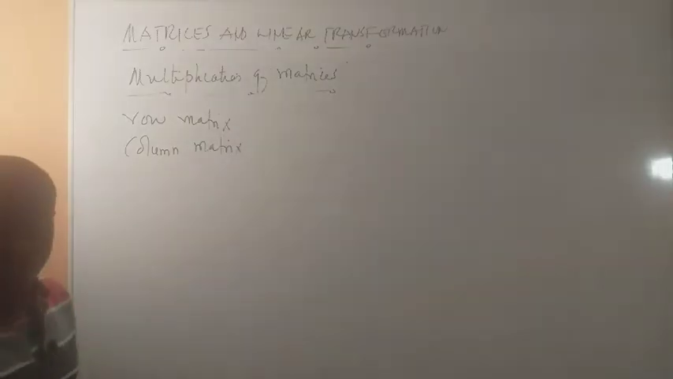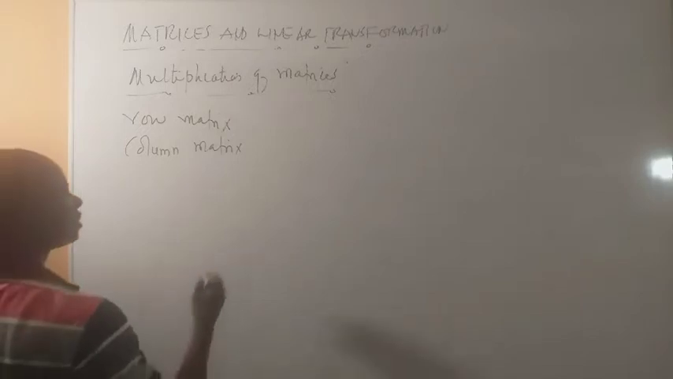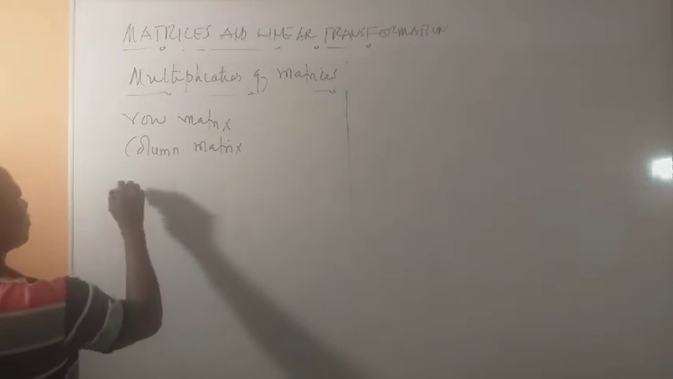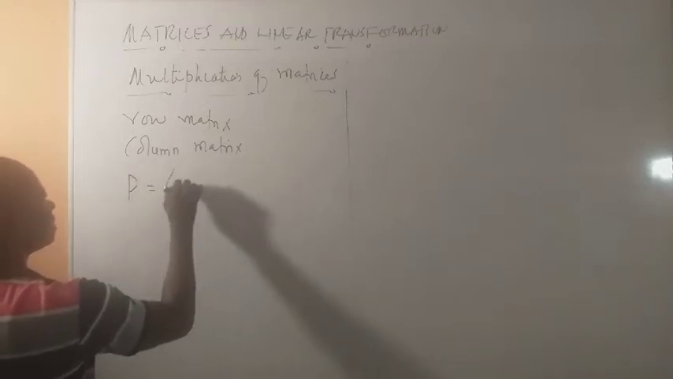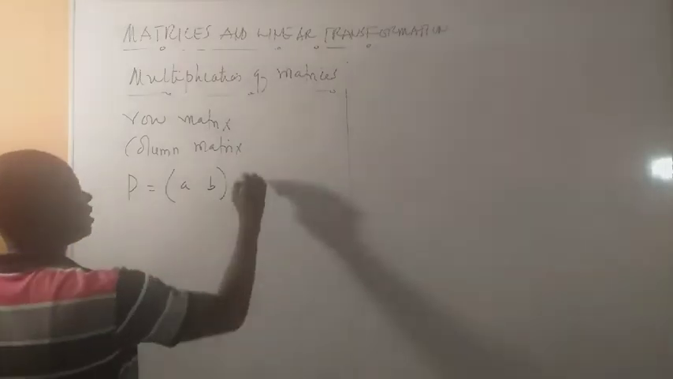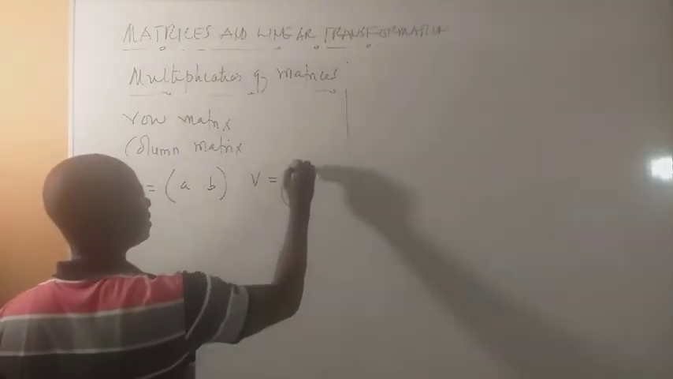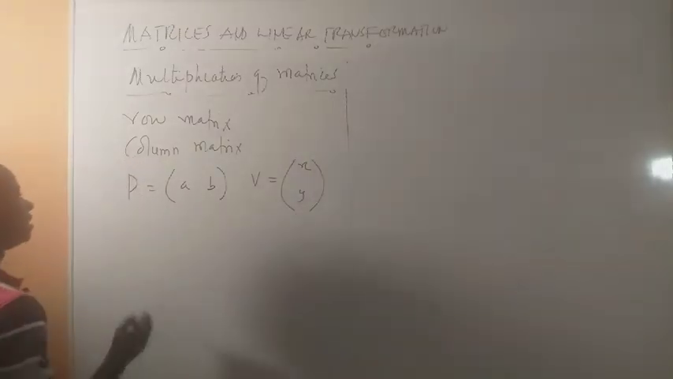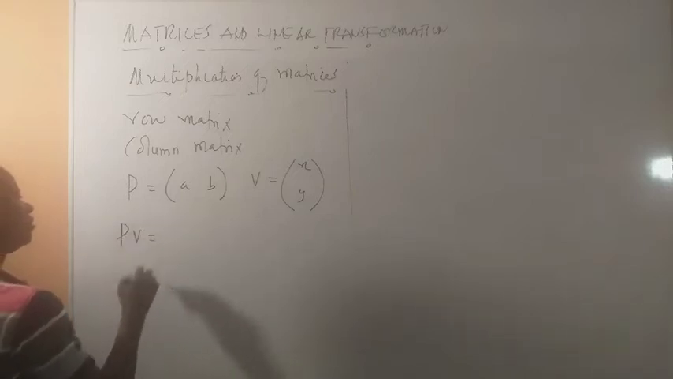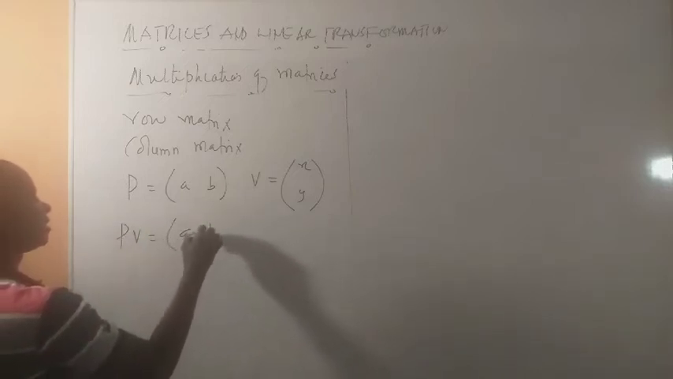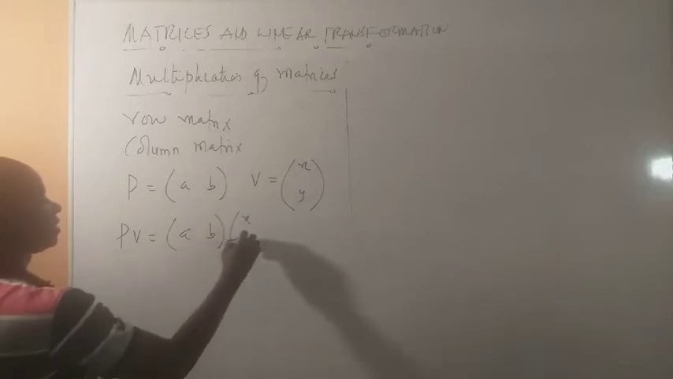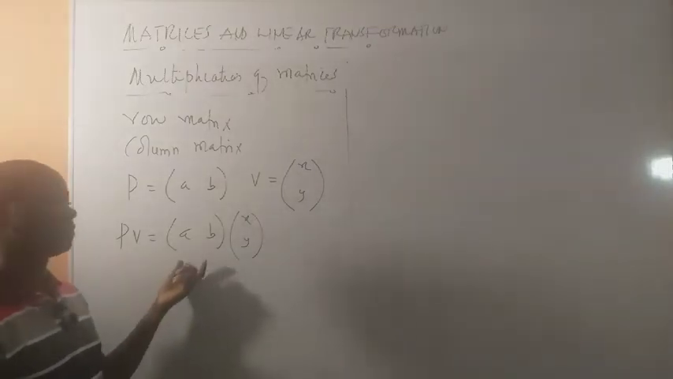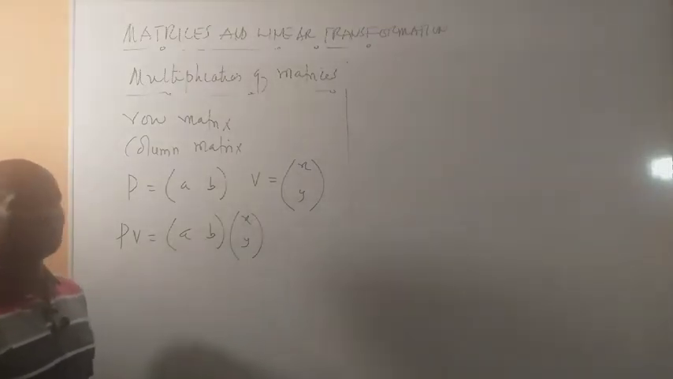So now, let's assume that we are given the row matrix, that is A B, and the column matrix, that is X, Y. Now don't forget that when we write PV, it means that we are multiplying the row matrix by the column matrix XY. And I told you that before you can multiply two matrices together, the number of columns of the first matrix must be equal to the number of rows of the second matrix.